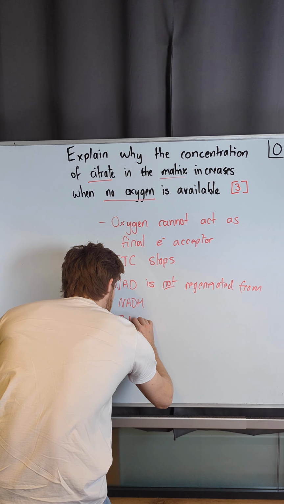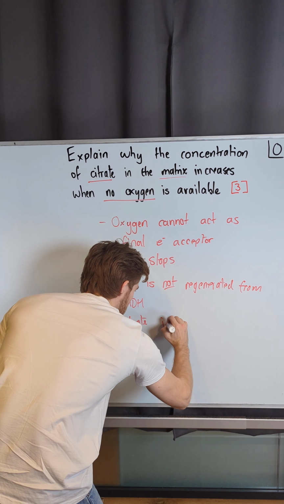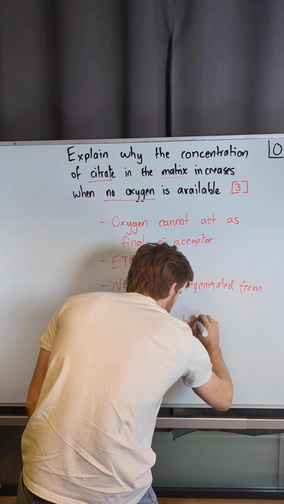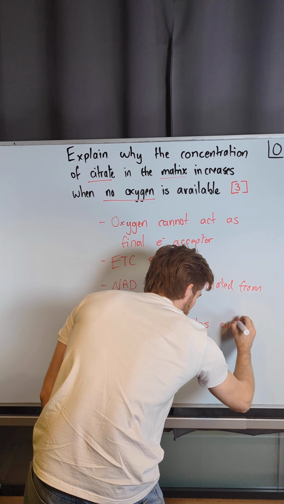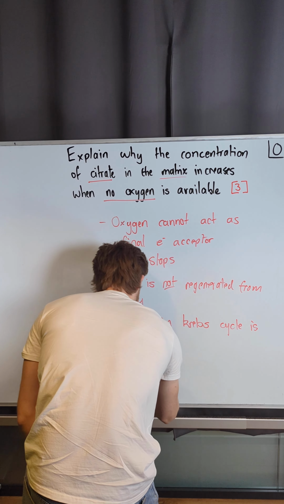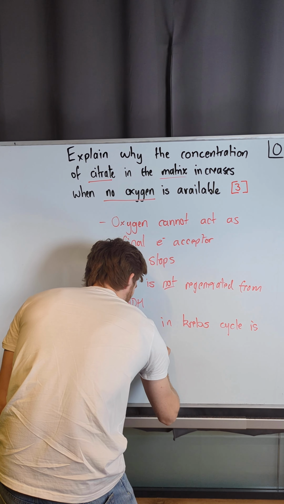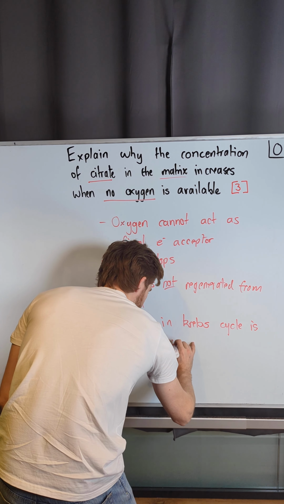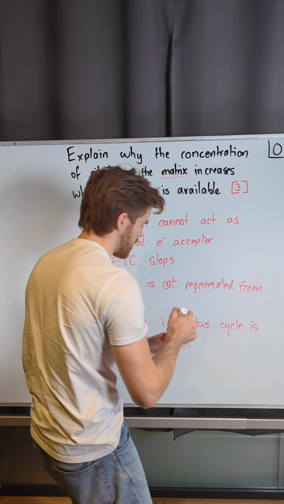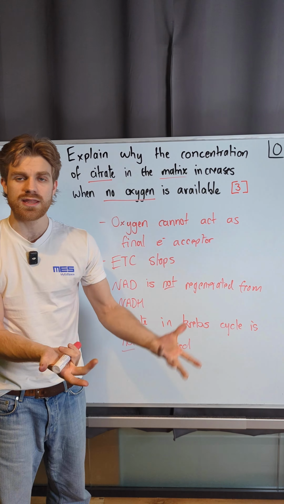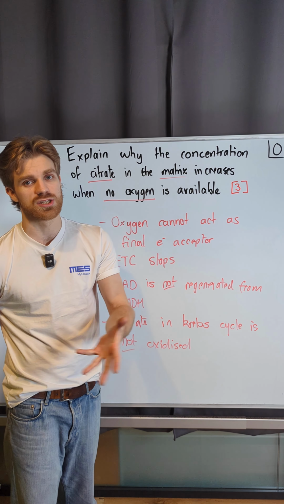So citrate in the Krebs cycle is therefore not oxidized. And if the citrate is not oxidized, it's going to accumulate within the mitochondrial matrix and the concentration is going to increase.